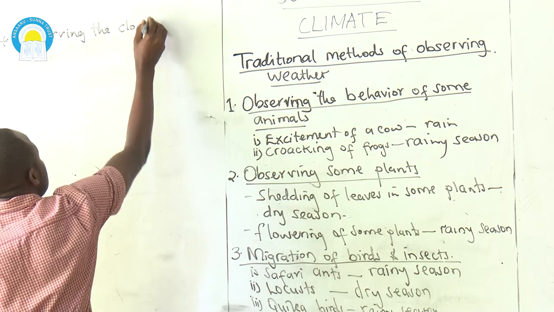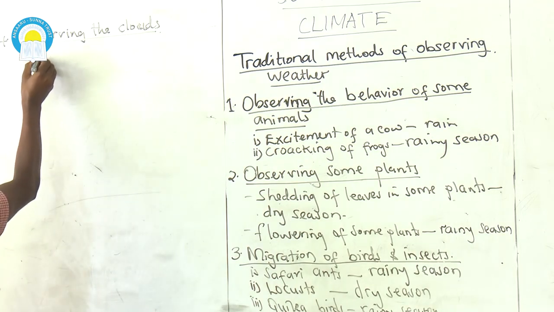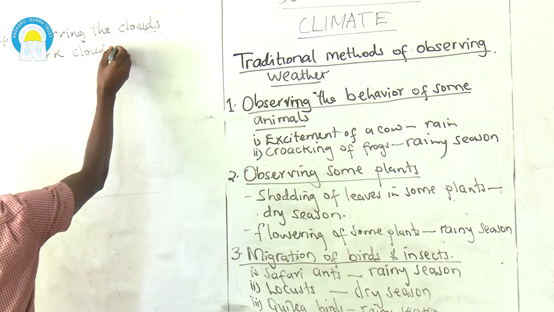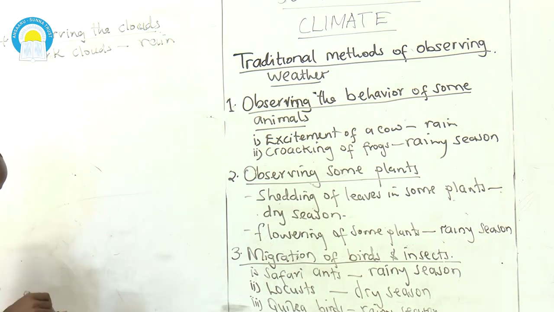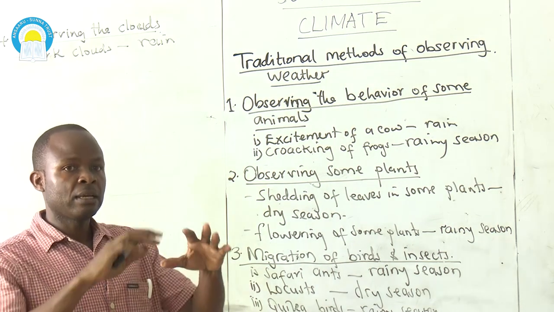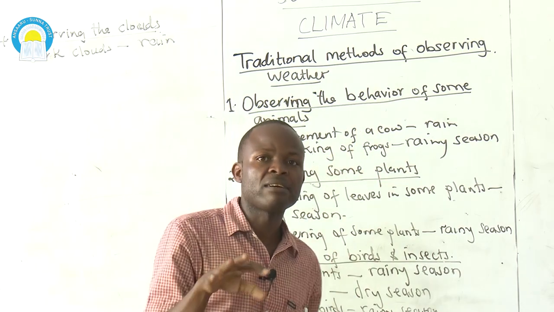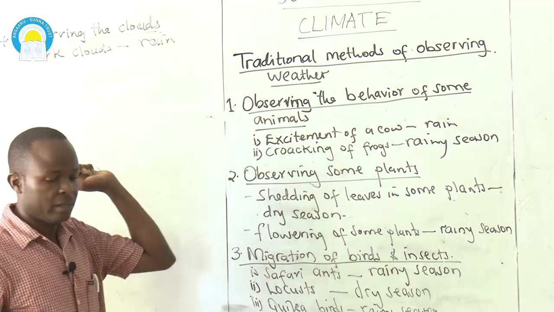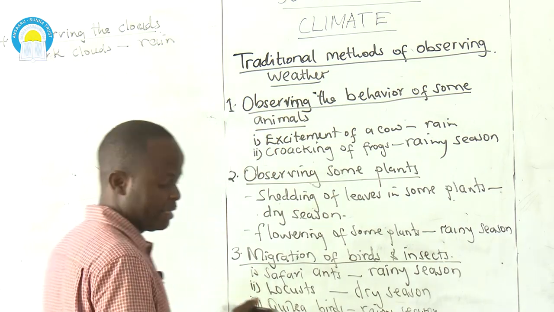Observing the clouds. Dark clouds indicated rain. So mostly in the evenings, when there are heavy dark clouds that are found low in the sky, they indicated rain. Then number five, we have sudden rise in temperature at night.